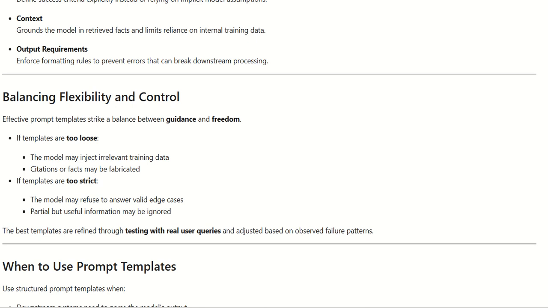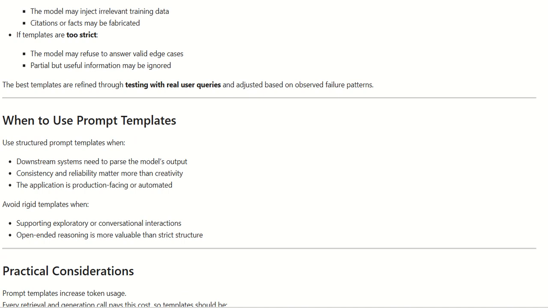When to use prompt templates? This is the main important point: I use structured prompt templates when downstream systems need to parse the model output. The second one is when consistency and reliability matter more than creativity. The third is when the application is production facing or automated. When should you avoid this? When supporting exploratory and conversational interactions, where open ended reasoning is more valuable than strict structure.